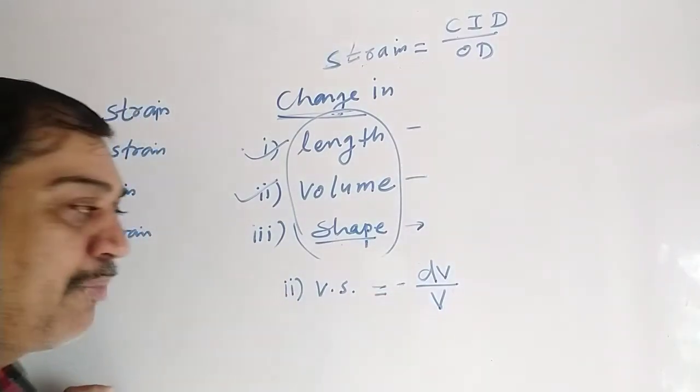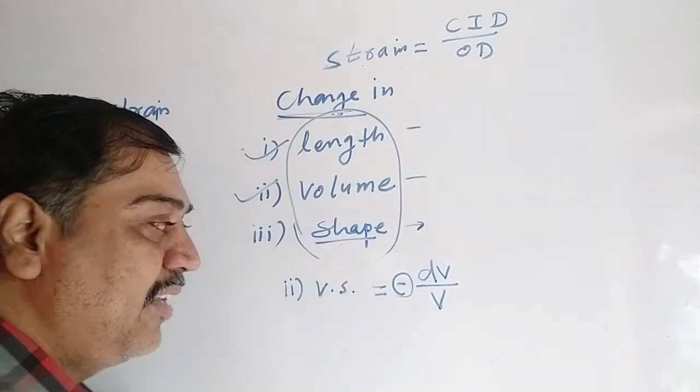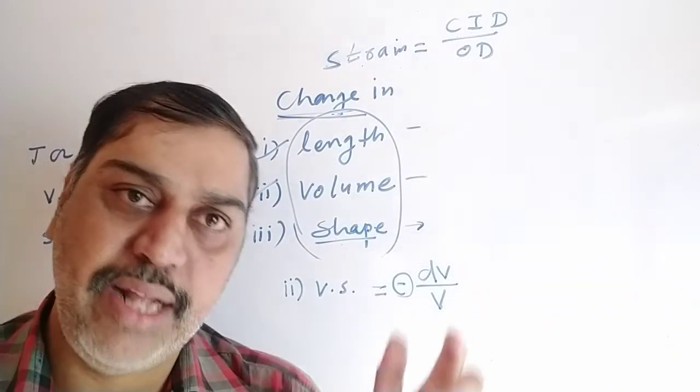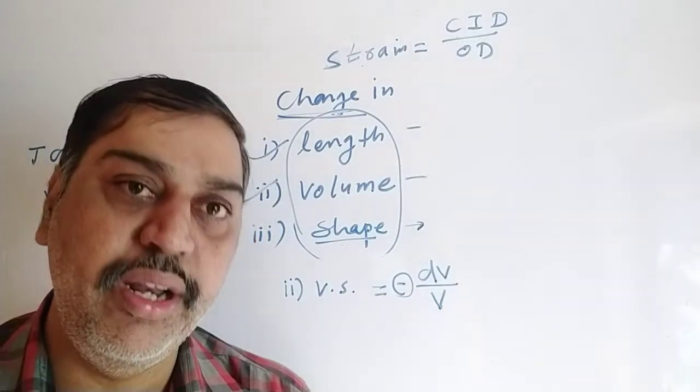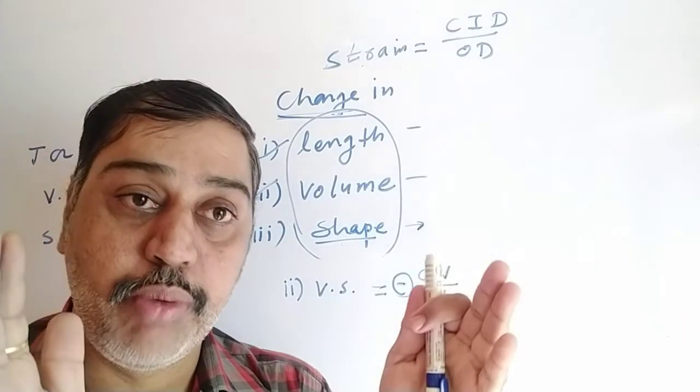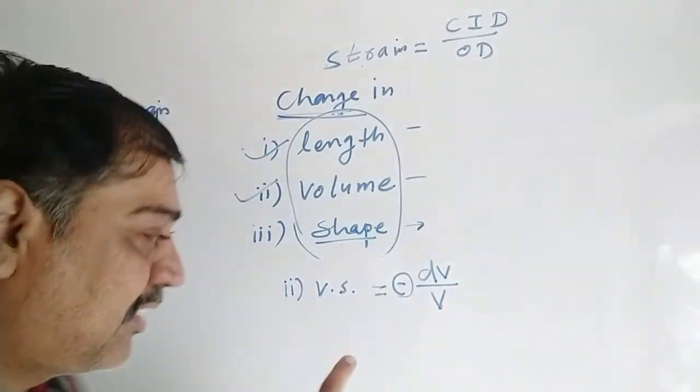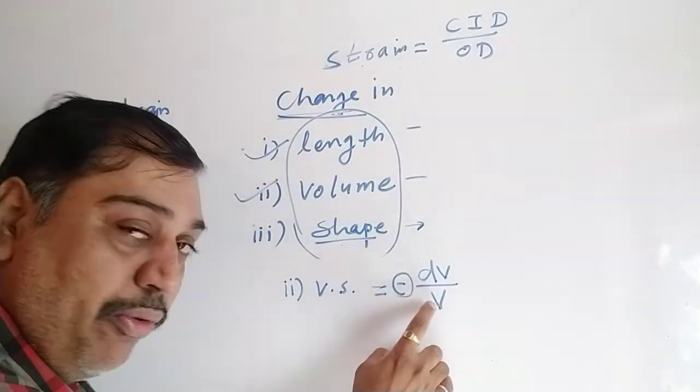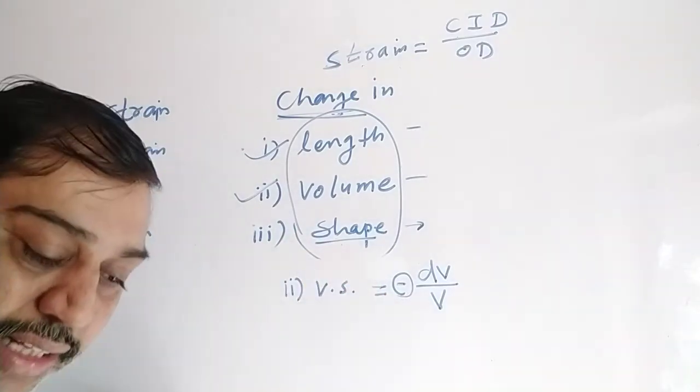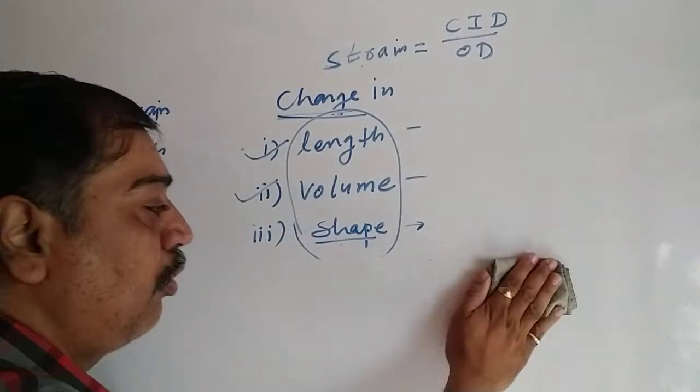What is the meaning of this minus sign here? The minus sign is applied because when you apply the forces from six sides on the balloon, it is seen that the volume of the balloon is decreasing, and this minus sign shows the volume of the balloon decreases. That's why the minus sign is introduced. This is nothing but volume strain.